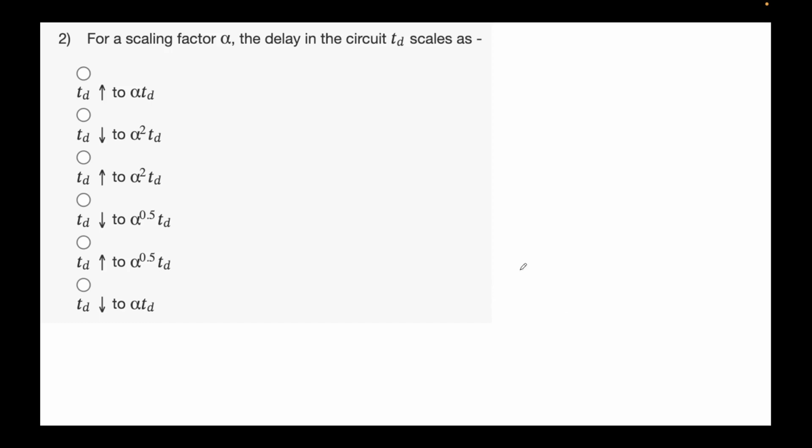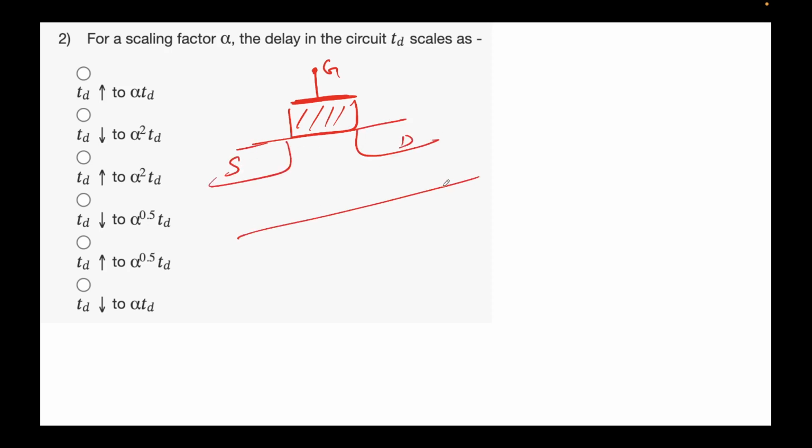One more exercise similar to this. Again, imagine this is your gate metal, this is our oxide, and here is your semiconductor. This is your source, this is your drain, this is your body, this is N plus type. Again this is your channel length L, width is into the plane, and this is your Tox, the oxide thickness.